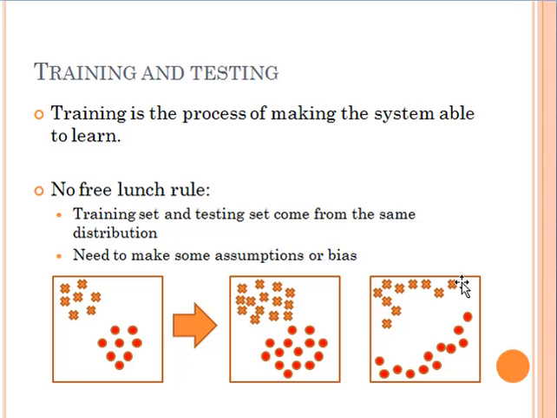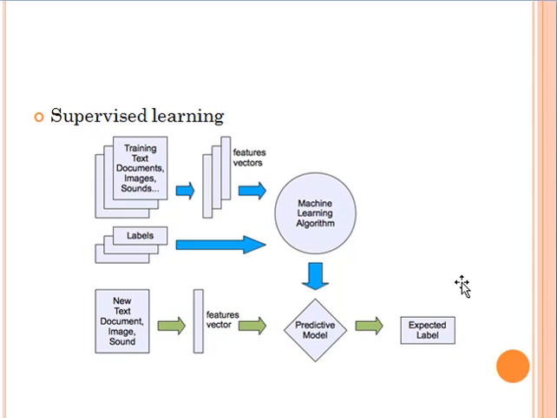So this procedure is basically termed as training, and we know that we have the no free lunch rule, right? The training set and testing set come from the same distribution, so the initial distribution is the same, and we are dividing that distribution over a ratio of maybe 80-20, or maybe sometimes 70-30, right? This division depends on the problem or the application which you are trying to solve.